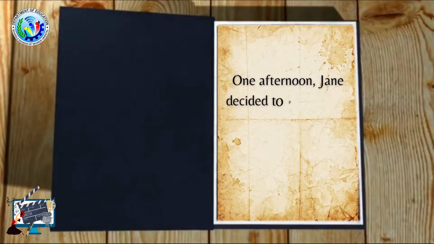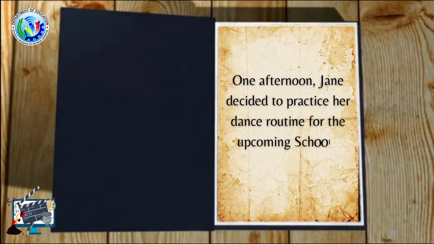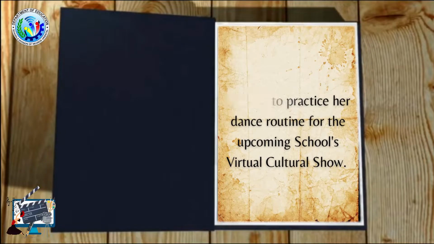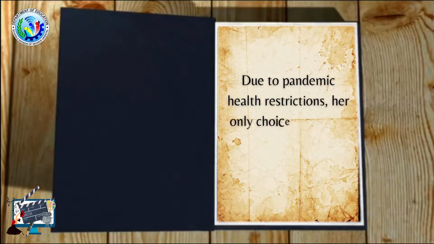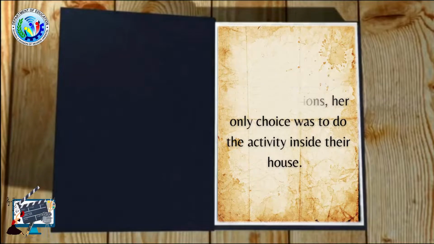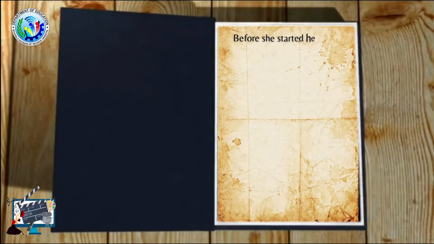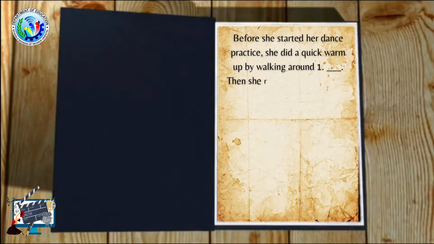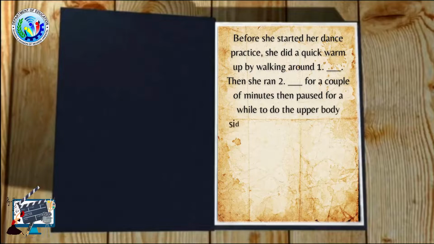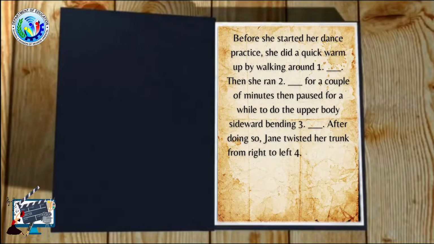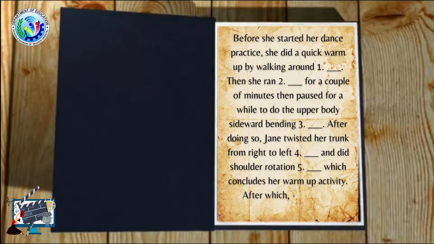One afternoon, Jane decided to practice her dance routine for the upcoming school's virtual cultural show. Due to pandemic health restrictions, her only choice was to do the activity inside their house. Before she started her dance practice, she did a quick warm-up by walking around. Then, she ran for a couple of minutes, then paused for a while to do the upper body sideward bending. After doing so, Jane twisted her trunk from right to left and did shoulder rotation, which concludes her warm-up activity. After which, she started practicing her dance routine.